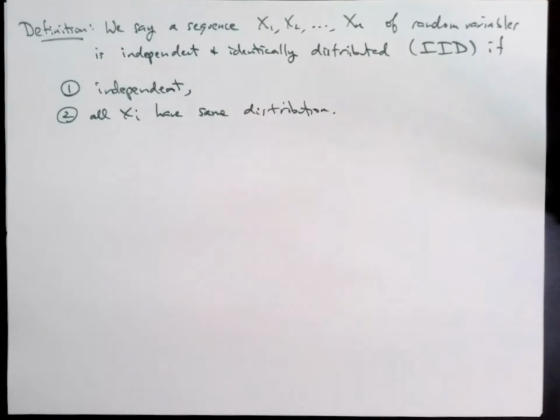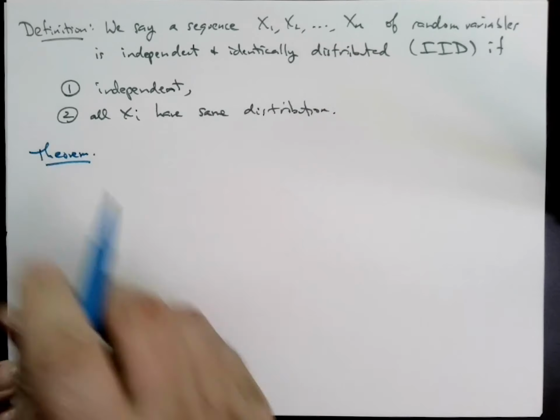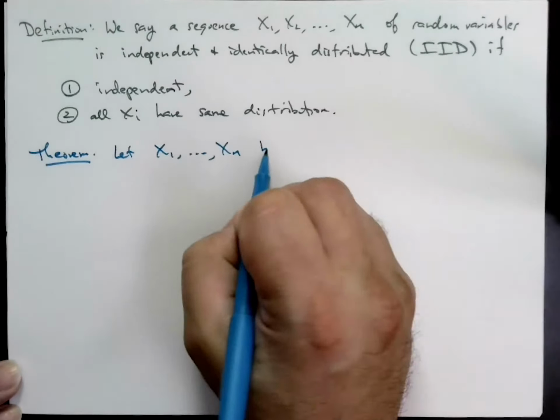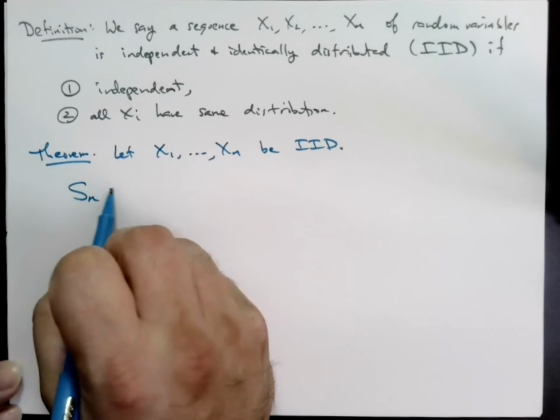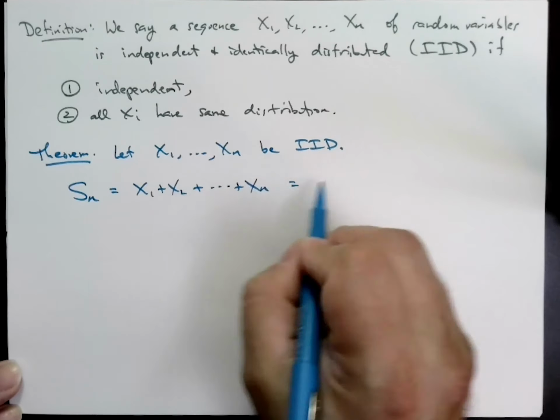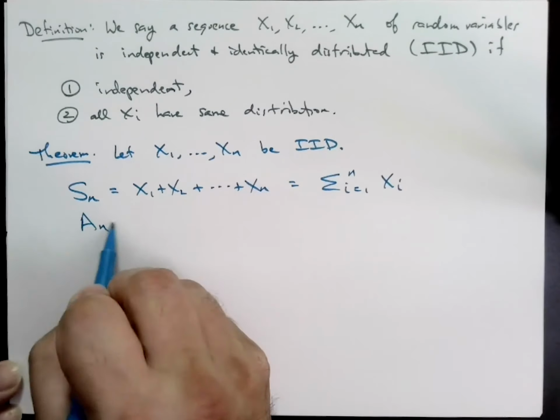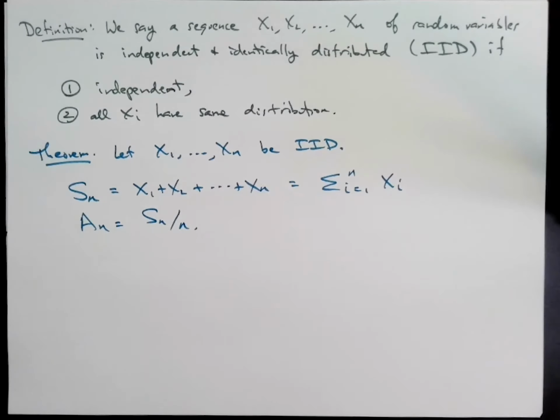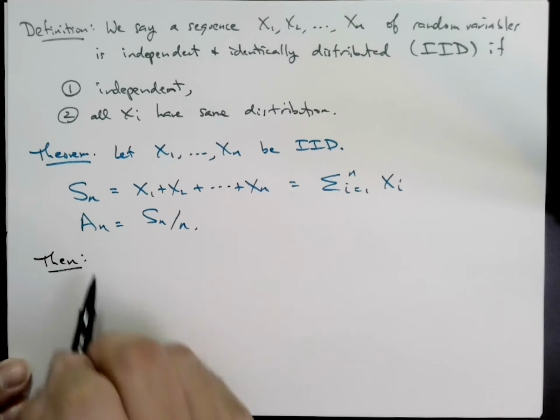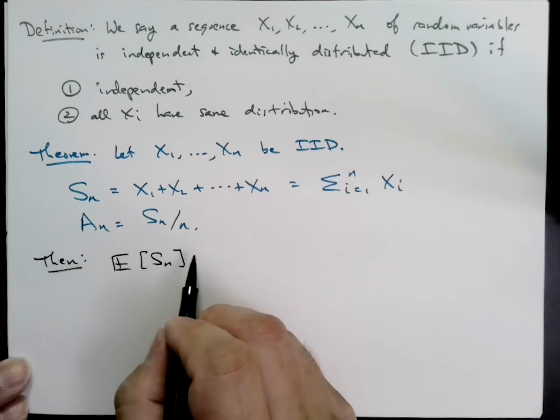Let's assume that we have a sequence of IID random variables, x1 through xn, and maybe even continuing on to infinity. Let Sn be the sum of the first n of the xi, so x1 plus x2 all the way up to xn, and let An be Sn divided by n. So if you like, it's the mean of the first n random variables.